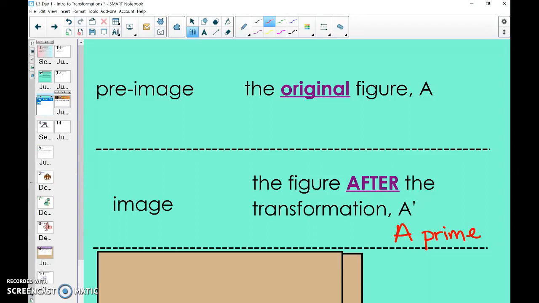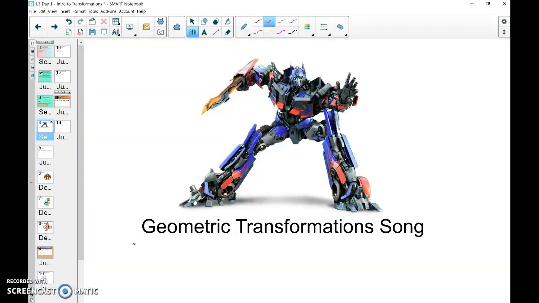In order to remember which one comes after the transformation, think of like Optimus Prime. He's a semi-truck, and then he becomes Optimus Prime after he transforms. So try and remember that, or try to use that to kind of help you have a way to remember that a little bit better, because sometimes it can be a little tricky.